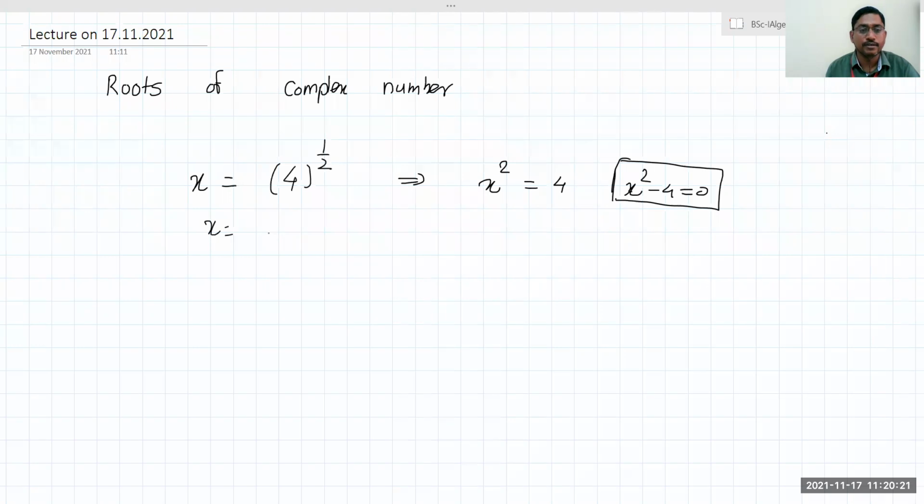So when you square 2 or -2, its square will be 4. You can see 2 square is 4, and -2 square is nothing but -2 into -2, that is 4. So the 4 has two square roots. Every positive real number has two square roots. When you think of a negative real number, it will go to the complex number.